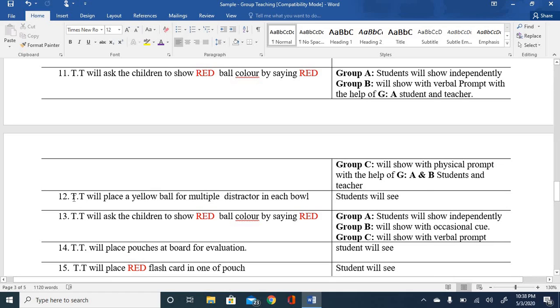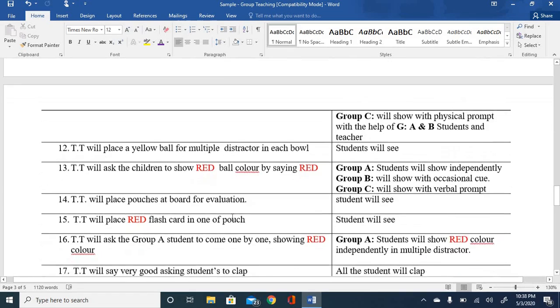We will see here. And again the teacher trainee will put a ball among multiple distractors. Then again the teacher trainee will ask the children to show the red ball by saying red. So students will show independently, occasionally, or with the verbal sound. So this we will be practicing. It's not in a single step, you will be practicing, and then the child will reach here.